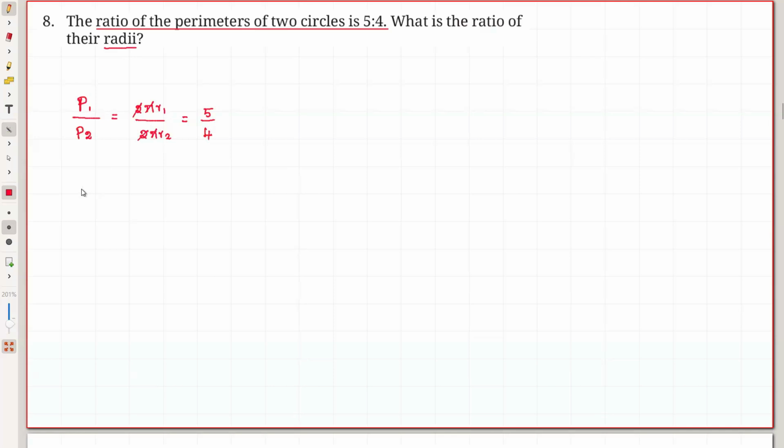So from this we are getting r1 by r2 equal to 5 by 4. Therefore, the ratio of their radii is r1 is to r2 equal to 5:4.